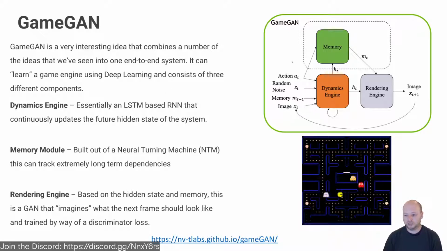That future state is conditioned on the memory, on the action, on some random noise, and also the previous image that we've generated. So our own previous image is used. And then we have this concept of a memory module, and we haven't talked about neural Turing machines yet, but neural Turing machines are really interesting. I highly recommend you check them out on your own.